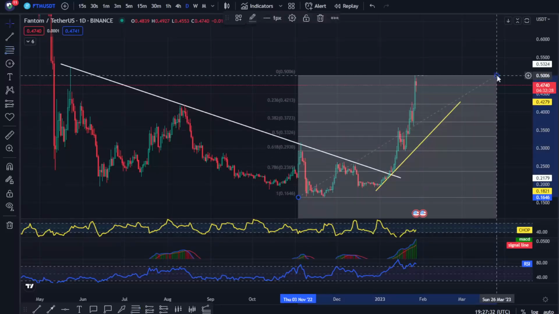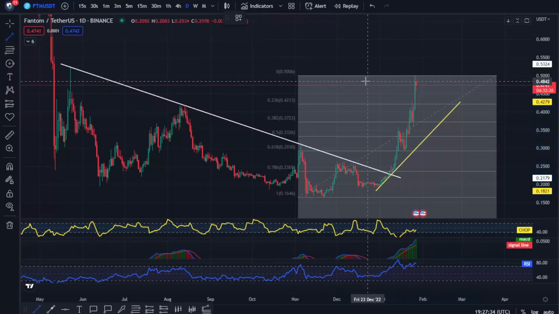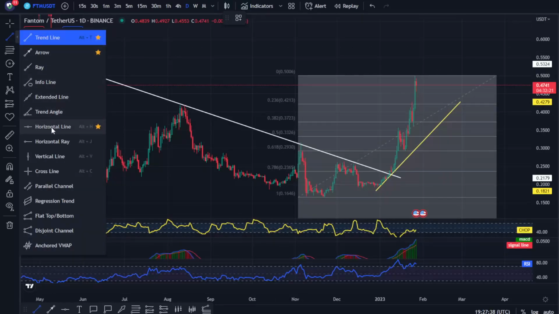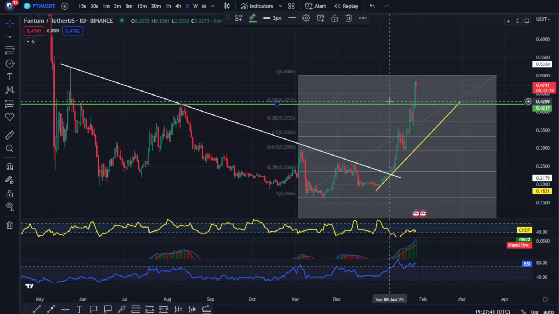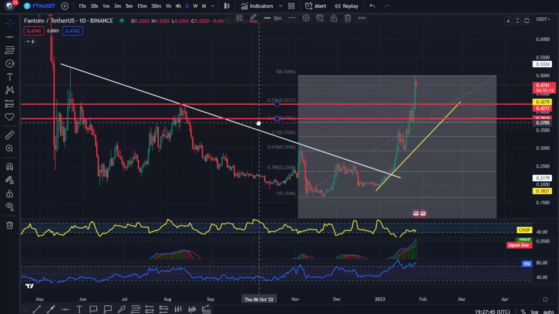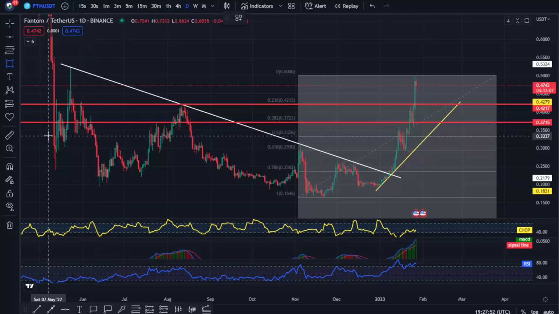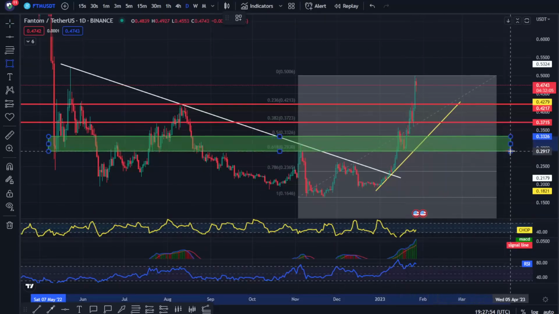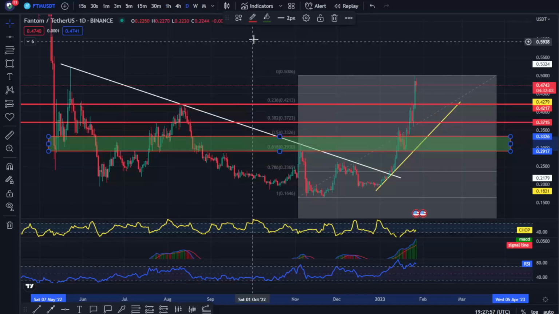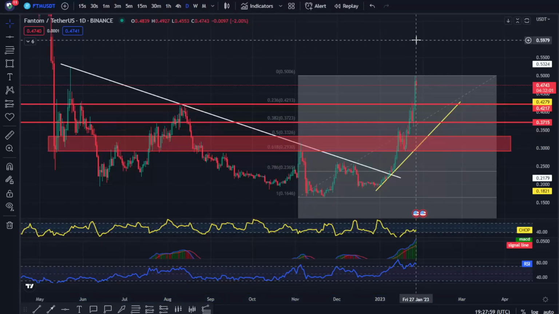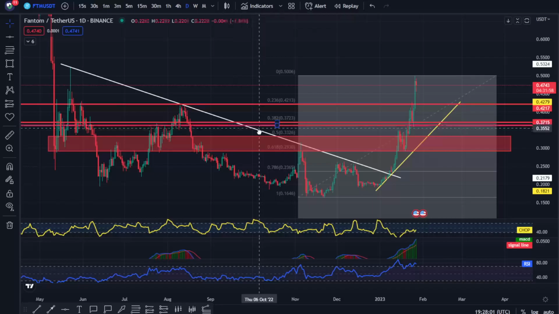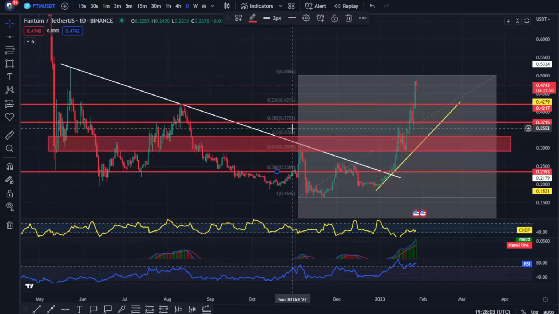Now let's move on to marking the support that we should take into account after such dynamic increases. And here we have the first support at the price of 42 cents, the second support at the price of 37 cents. Then we can mark a strong support zone to which the price may move back from 33 cents to 29 cents. And then support at the price of 24 cents.